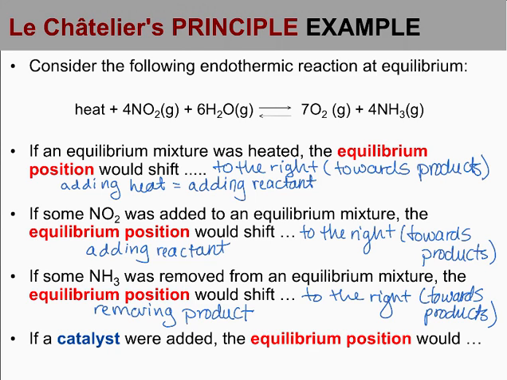And then what if we add a catalyst? What would happen to the equilibrium position? Nothing. Remember, we said that catalysts will affect the forward and reverse reactions equally. So nothing happens to equilibrium.